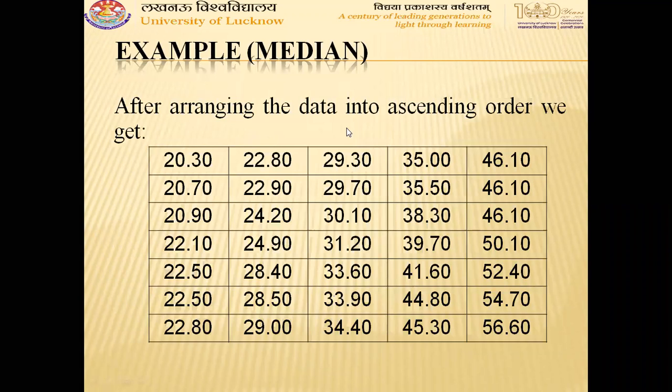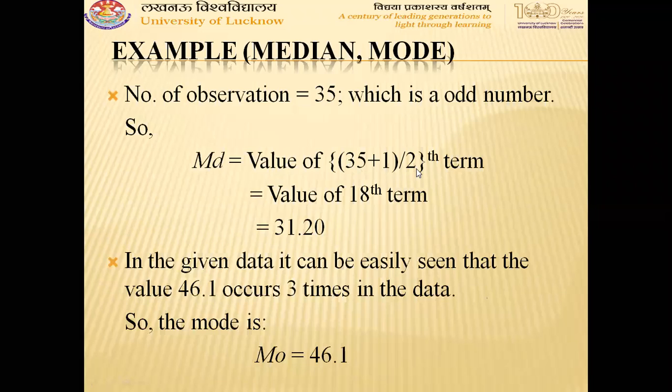For calculating the median, all the observations are arranged in the ascending order, that is 20.3, then 20.7, 20.9, and so on up to maximum observation, that is 56.6. Here 35 observations are available, so we use the formula for odd number of observations, that is value of (n plus 1)/2 th term. N is 35, so median will be the value of (35 plus 1)/2 th term, that is 36/2, that will become 18, so median will be the value of 18th term.